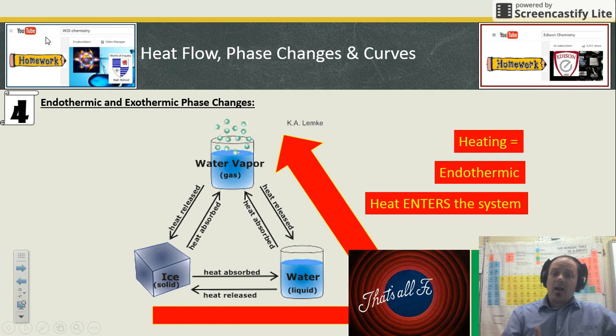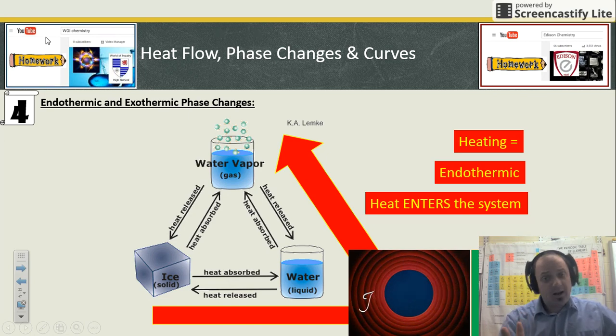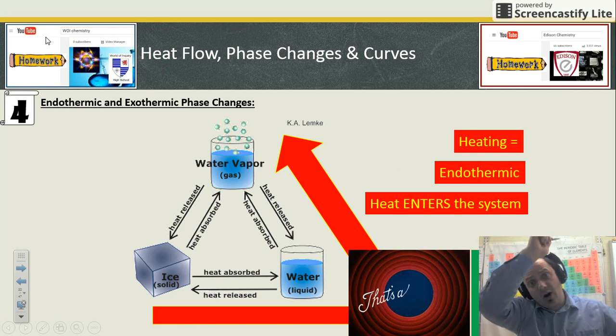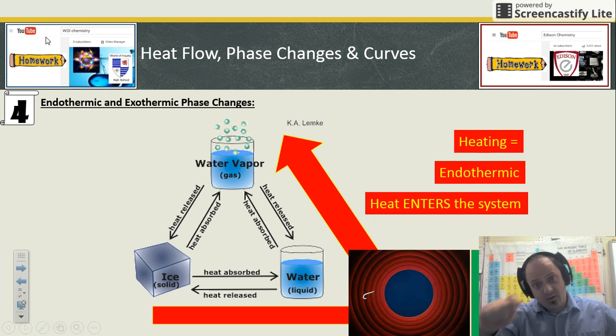And that brings us to the end of this basic overview of what heating and cooling curves look like. Remember where to label, what to label, how heat moves between phase changes. Absorbing heat, rising from solid to liquid to gas, releasing heat, dropping from gas to liquid to solid.